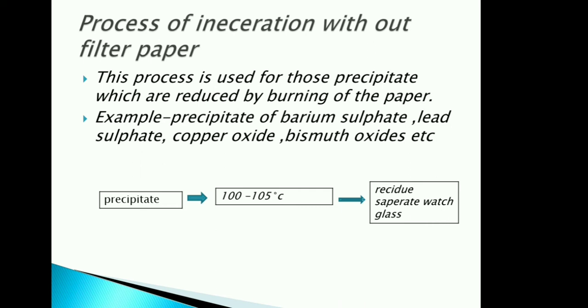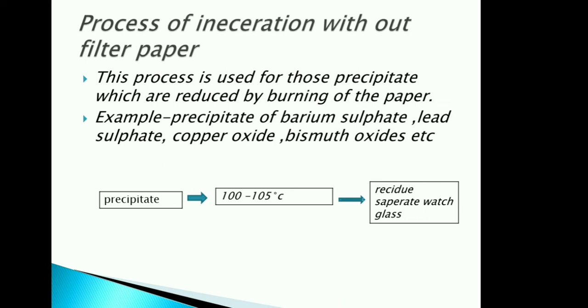So here the main difference between with filter paper and without filter paper is what? First of all, the precipitate collected on the filter paper is heated to 100 to 105 degrees Celsius. That means the filter paper is placed into the oven at a temperature of 100 to 105 degrees Celsius for 1 hour. After that the residue is separated from the filter paper onto a watch glass.